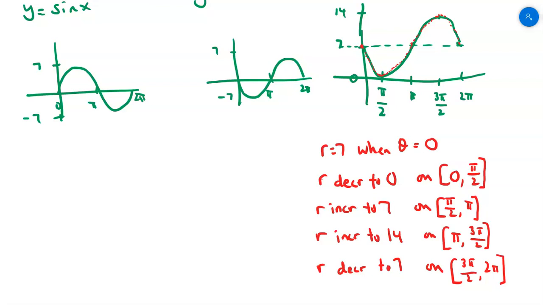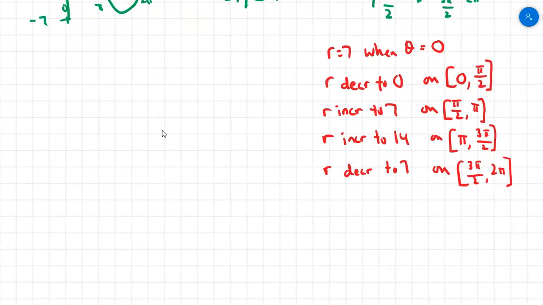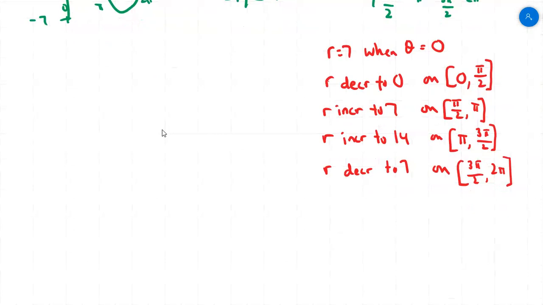So I've made myself a little map. The radius starts at 7 when theta is 0. It decreases back to the pole, right, back to having a radius of 0 from 0 to pi over 2. Then it increases, and it decreases again. Great. What on earth am I trying to graph? Let's take a look at it.